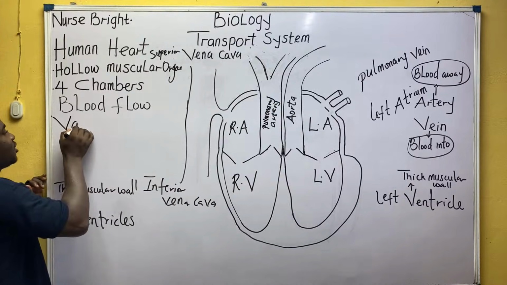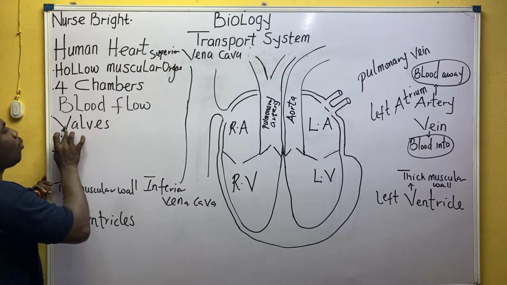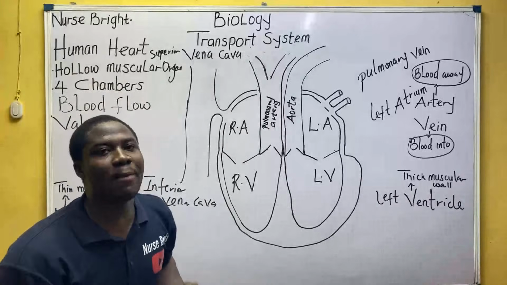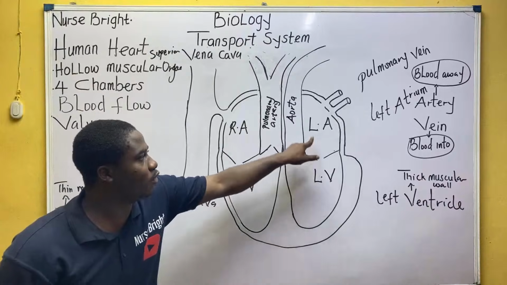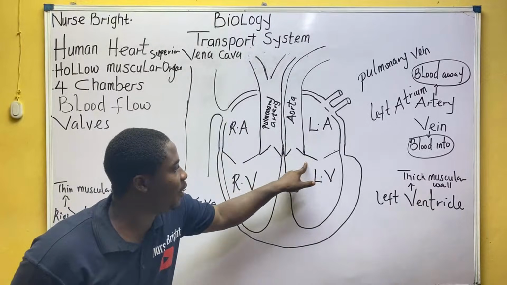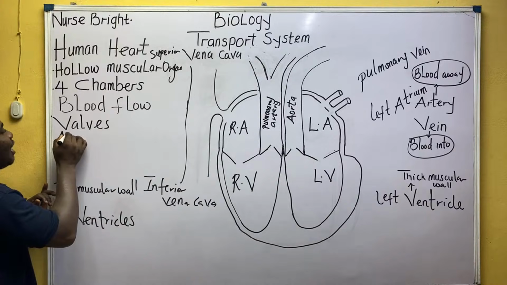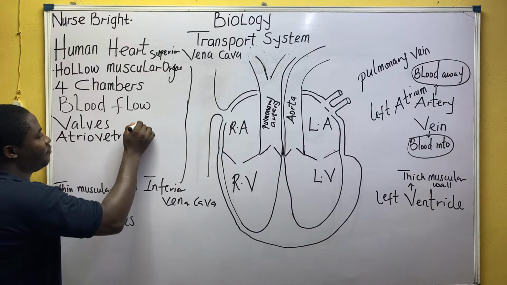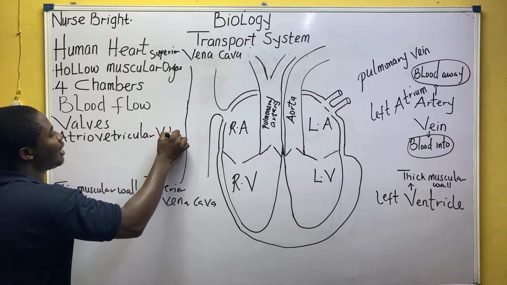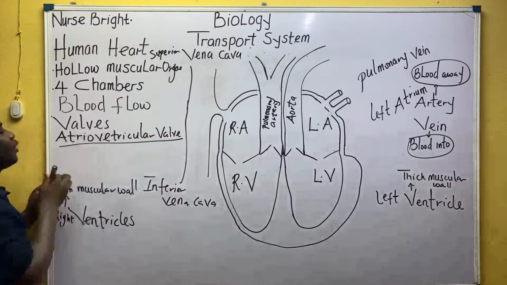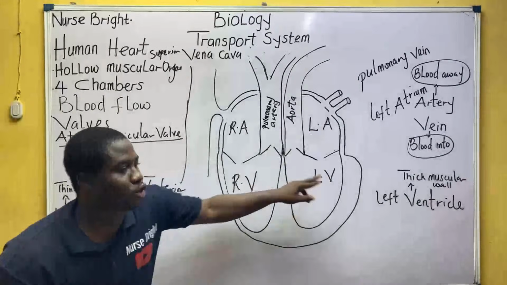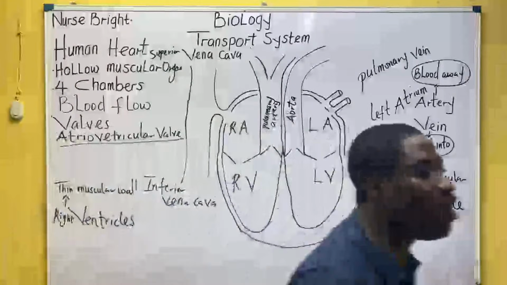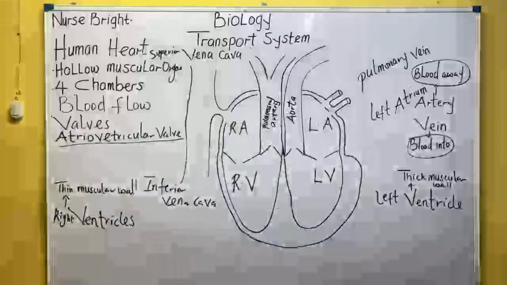Before we go further, the heart has valves. What are the valves of the heart? There is a valve that separates the atrium from the ventricle. They call them atrioventricular valves. Why are they called atrioventricular? Because they separate the atrium from the ventricle. Atrium, ventricle. Do you understand?